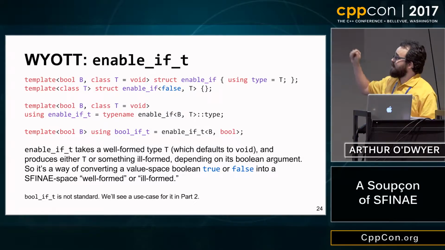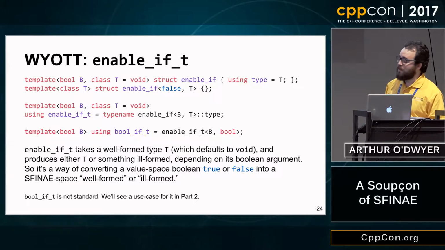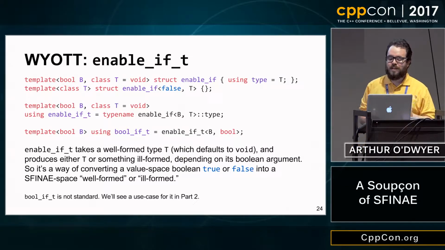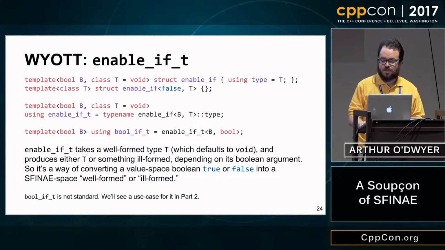And I like to have this little convenience typedef here, bool_if_t, where the default enable_if_t is more like void_if_t, but I find it useful to be able to get values of this type. Somehow, sometimes we'll see that when we get to the anecdotes.